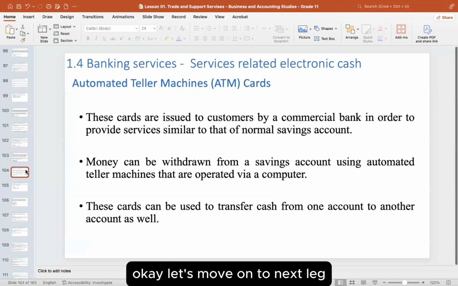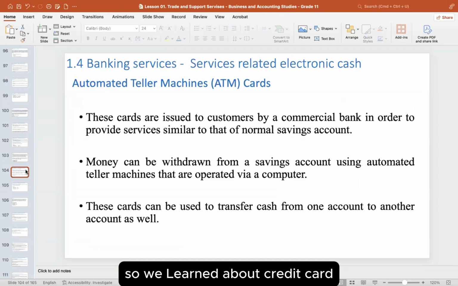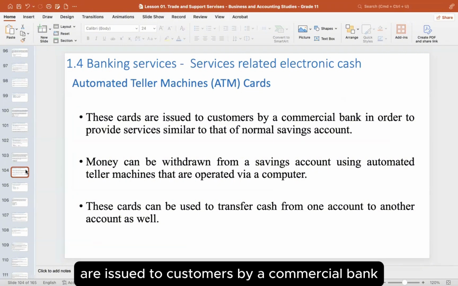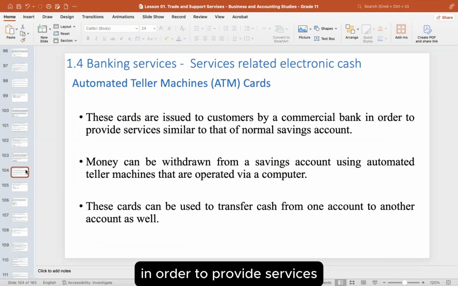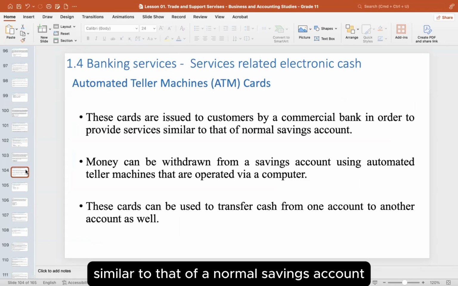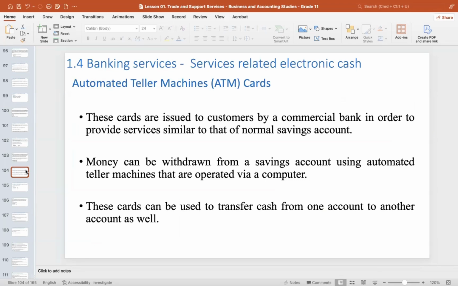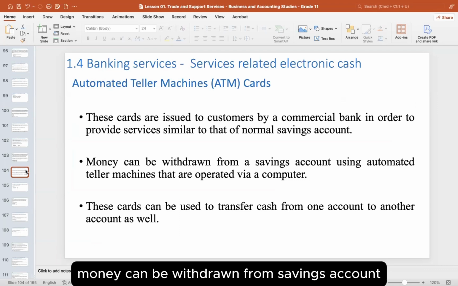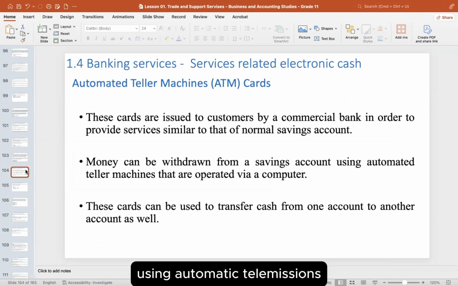Okay, let's move on to the next slide. So we learned about credit cards, debit cards, and now ATM cards. These cards are issued to customers by a commercial bank in order to provide services similar to those of a normal savings account. Money can be withdrawn from a savings account using automated teller machines that are operated via a computer. These cards can be used to transfer cash from one account to another account as well.